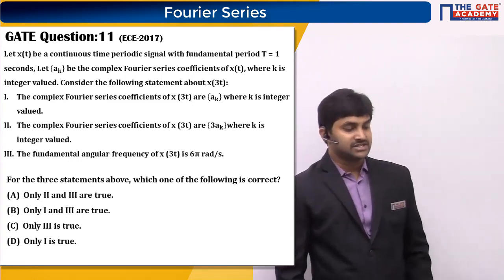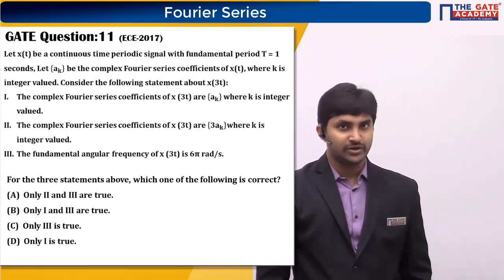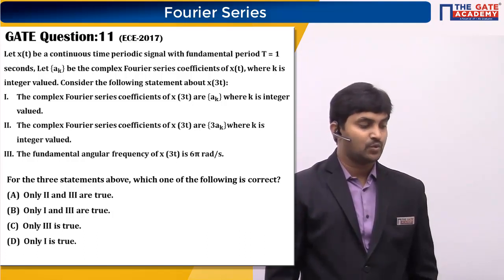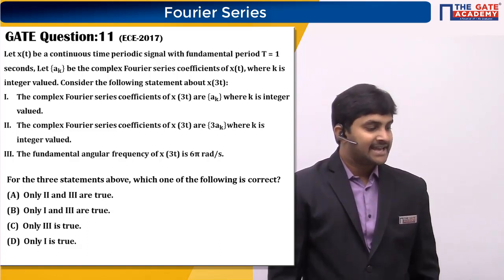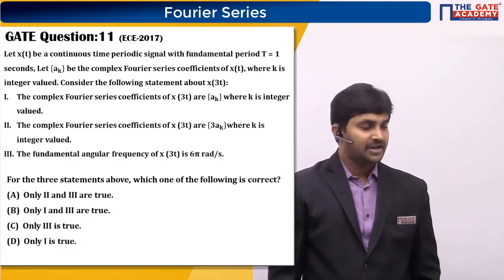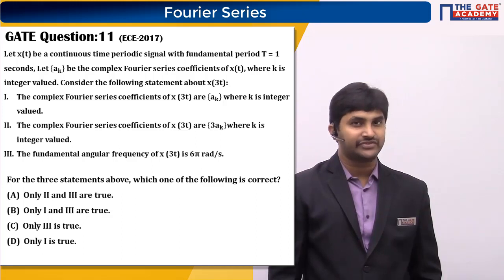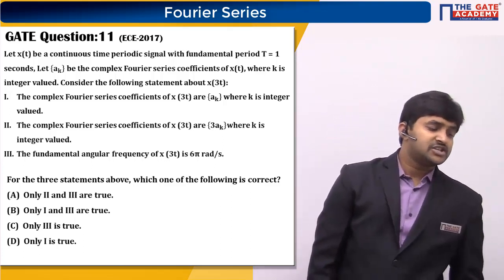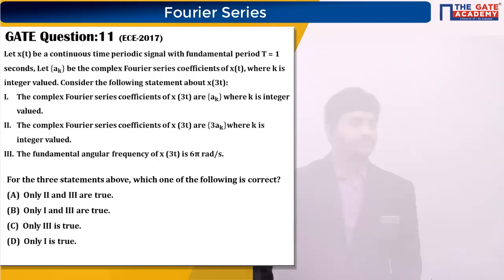See here, the signal x of t is a continuous time periodic signal with a fundamental time period T equal to 1 second. Now ak is the complex Fourier series coefficient of x of t. Now consider the following statements about x of 3t. The complex Fourier series coefficients of x of 3t are ak. Is it true that if x of t has the Fourier series coefficient ak, we can also say that x of 3t is going to have the same Fourier series coefficient? Yes, this is what we have seen from the time scaling property.